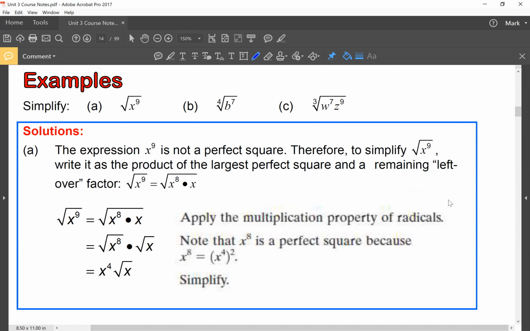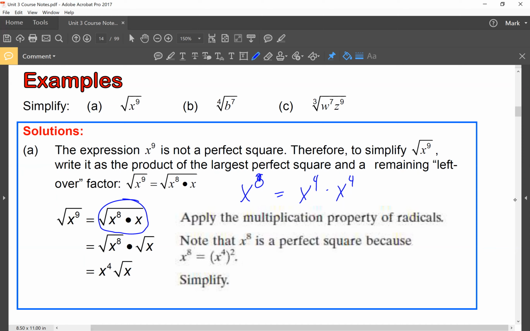So x to the 8 is a perfect square. Now, why is x to the 8 a perfect square? Well, this is x to the 4 times x to the 4. Literally the definition of a perfect square. So x to the 9 is not a perfect square, but I can rewrite it as x to the 8 times x, which would be my 9.